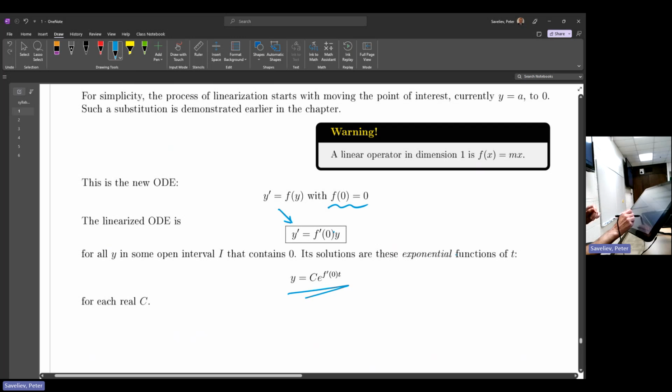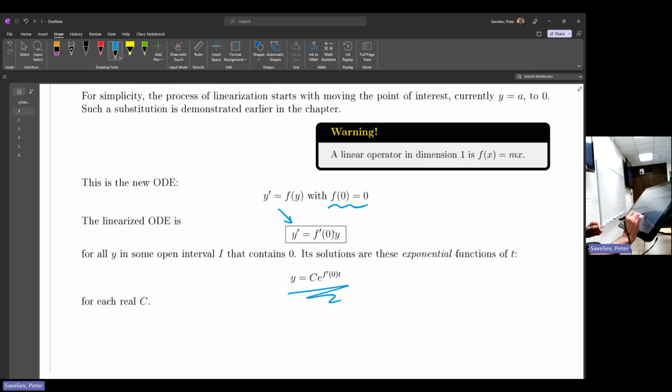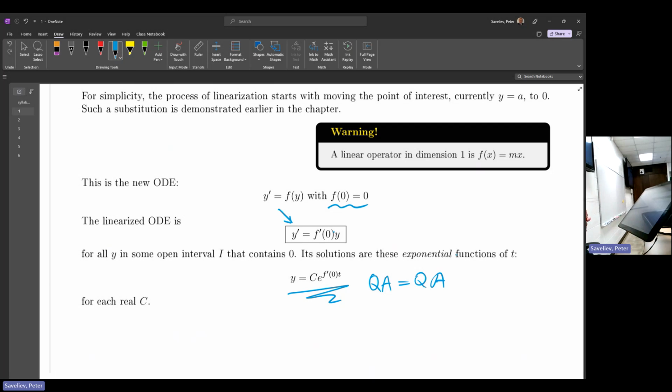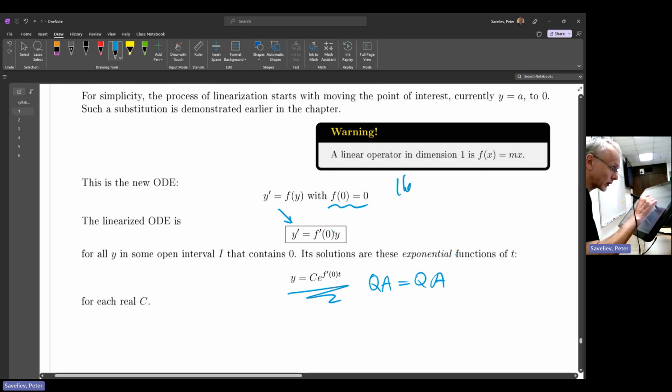Because this one does not need qualitative analysis, it's been solved, right? So you just take what you have. QA is equal to QA: the QA of the new one is the same as the QA of the old one, and that's the beauty of it. We have all the information that we might need, and as you said, it's one point at a time. So one special point where the zeros of f are, and then repeat for each.